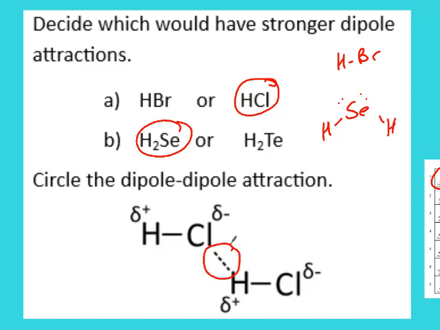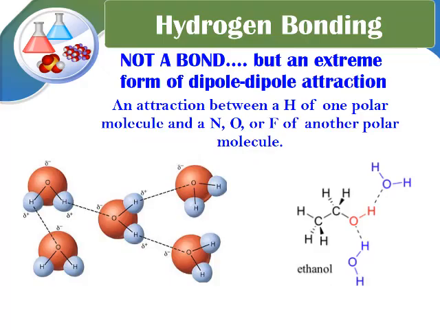If you circle that, you are correct. Remember that this is what breaks when HCl vaporizes, not the bond between H and Cl. Hydrogen bonds are not a bond. Even though the name says hydrogen bond, it is still just an attraction. It's actually an extreme form of dipole-dipole attractions because we still have two polar molecules attracted to each other.